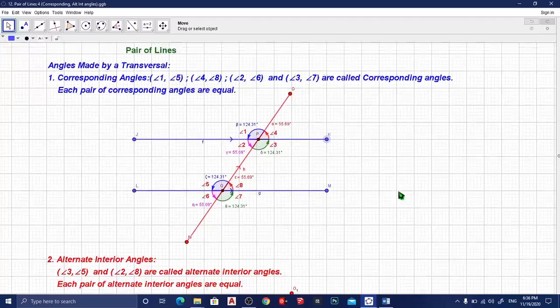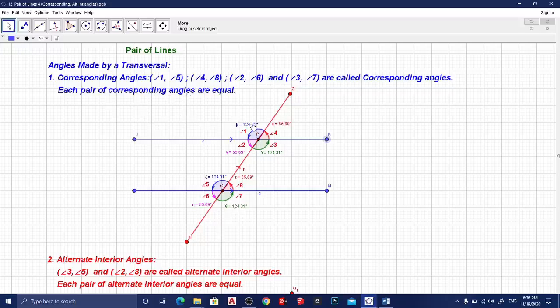Okay, and one more important point we have to remember here. This transversal is intersecting the two parallel lines. We are telling that these two lines are parallel to each other. Initially, we are only telling that these two lines are parallel. When this transversal is intersecting these two lines, these angles are forming, and we already explained that here.